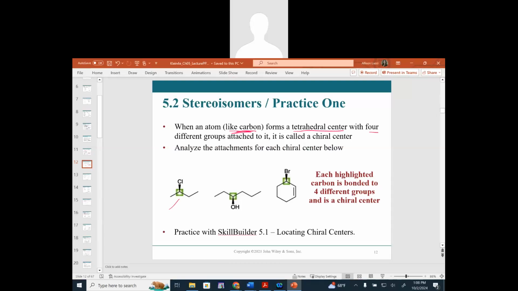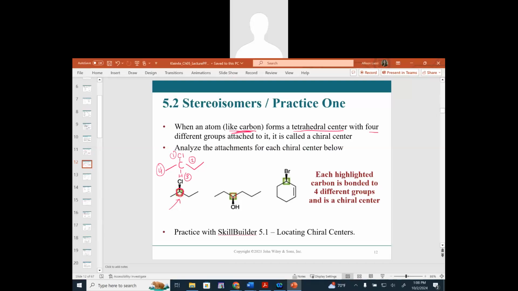So let's take a look at this first molecule. We see this carbon atom here highlighted in green. If we were to expand it, we would see that on this side we have an ethyl group, on this side we have a methyl group. We can't forget about that hydrogen that is implied. And then we have this chloro substituent on top. So if we were to count, we have 1, 2, 3, 4 different groups. So that's how we determine this to be a chirality center, a chiral center.